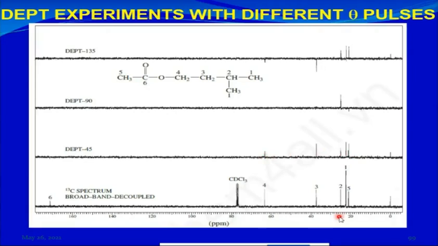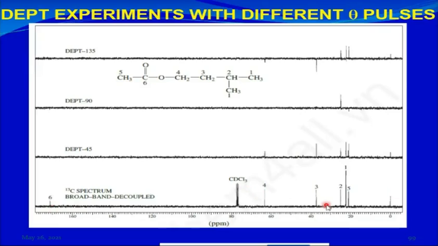In the broadband spectrum, we saw 6 signals. 1, 2, 3, 4, 5, and 6. One of them is missing. Which one is missing? This one. This one appearing at around 171 ppm. This is missing in DEPT 45, which means that this signal at 171 belongs to a quaternary carbon. So this is a quaternary carbon.